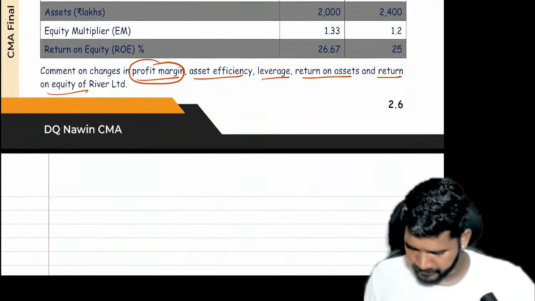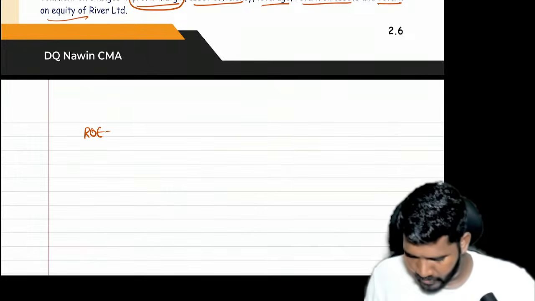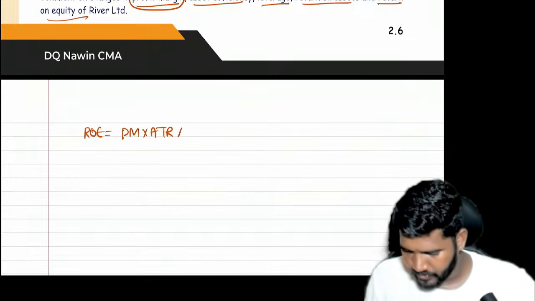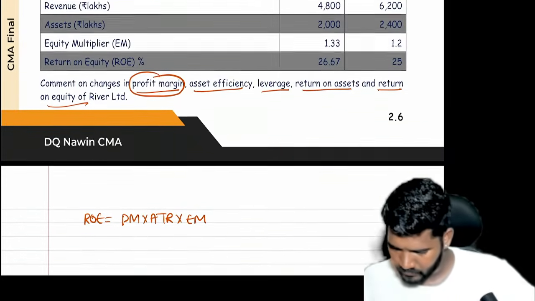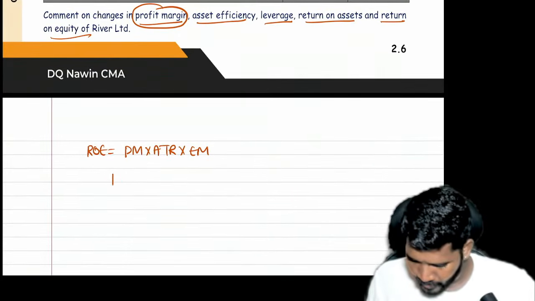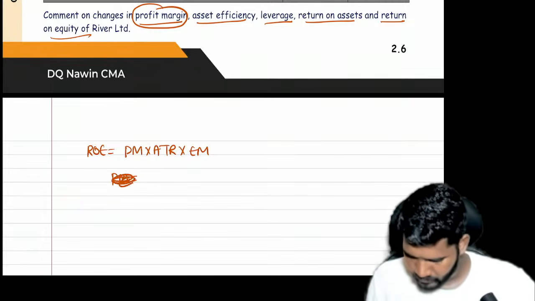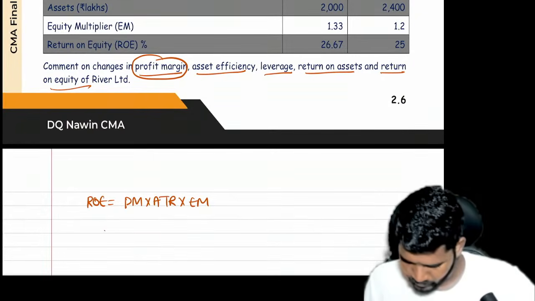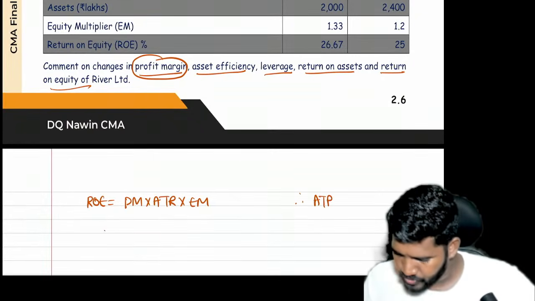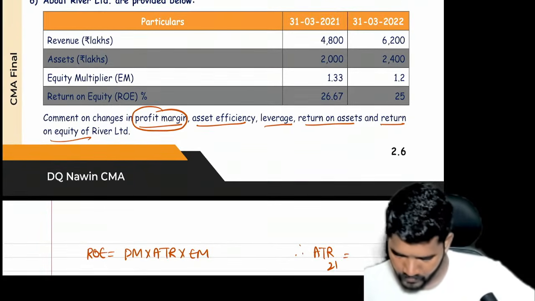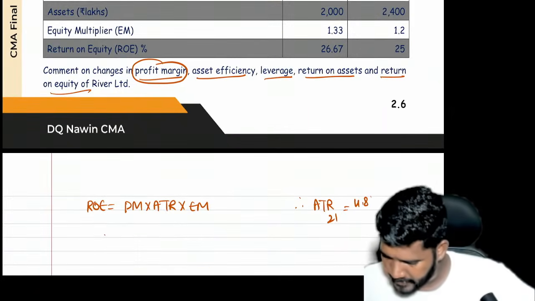Profit margin. Return on equity equals profit margin into asset turnover ratio into equity multiplier. Now profit margin equals to... Asset turnover ratio for 2021: 4,800 divided by 2,000.